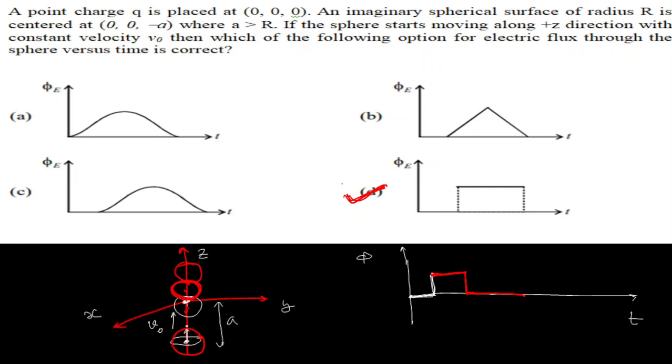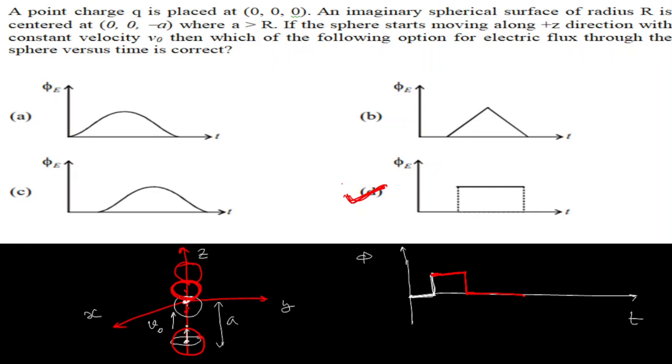So now initially charge was outside the sphere, so flux will be 0, and then the sphere starts moving upward. After some time, the charge will come inside the sphere, so flux will be q by epsilon naught. Since the sphere is moving upward, the charge will lie within the sphere for a certain finite time period. During this time, flux will be q by epsilon naught.